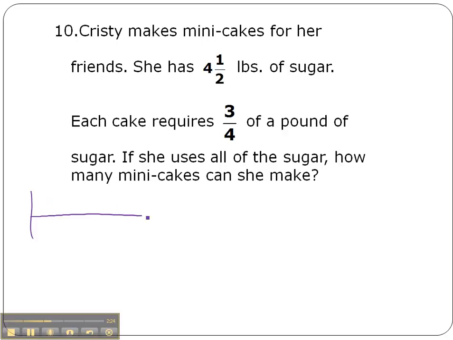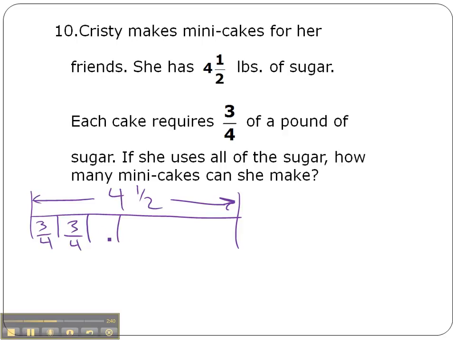If we have 4 1/2 pounds total, each mini cake takes 3/4 of a pound. Not 3/4 of the total, but 3/4 of a pound. So we want to find out how many 3/4 pounds are in 4 1/2. So this is a division problem. You take the 4 1/2 pounds and divide it by 3/4, and you'll find out how many pieces that are 3/4 large are in that 4 1/2 total. So 4 1/2 divided by 3/4.